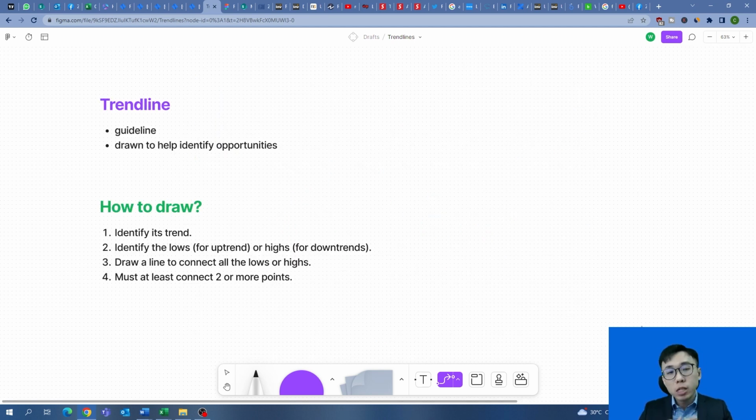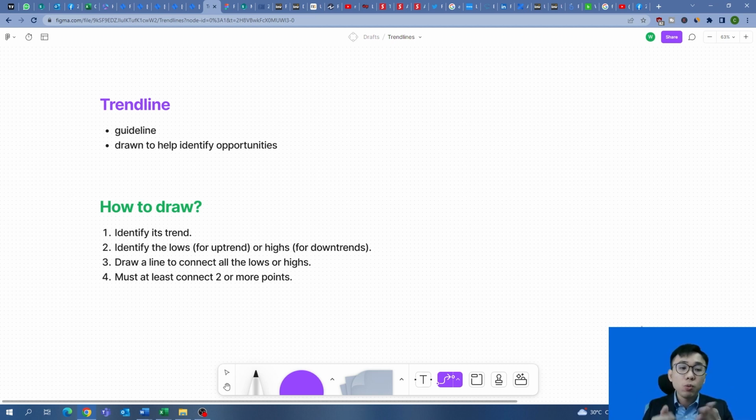Now, this is the last part of the video whereby we explain about trend line and how we draw one. So a trend line is a line to identify the trend of the asset or the price itself. And it is drawn to help identify opportunities that may occur when a breakout happens. So how do we actually draw this trend line?